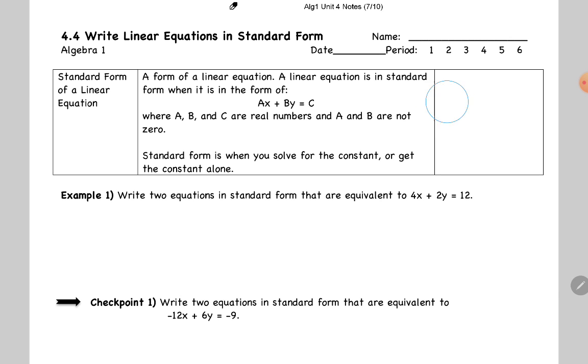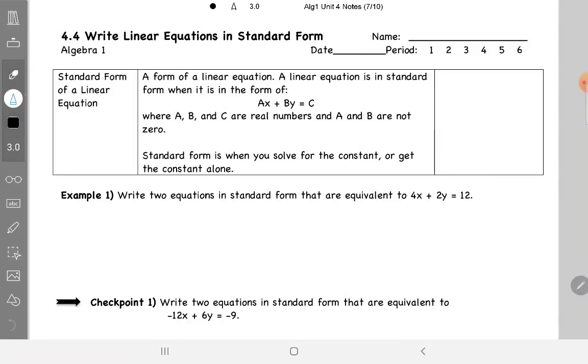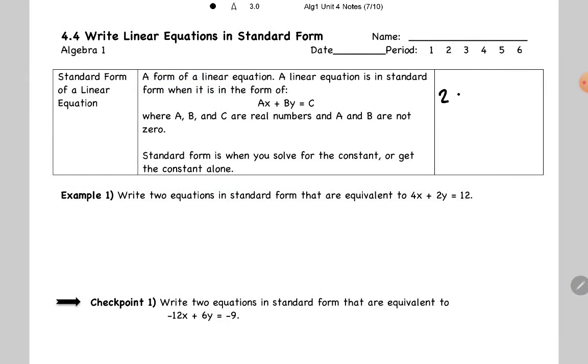So for example, 2x plus 3y equals 4. So the constant is alone on one side. So write two equations in the standard form that are equivalent to 4x plus 2y equals 12.